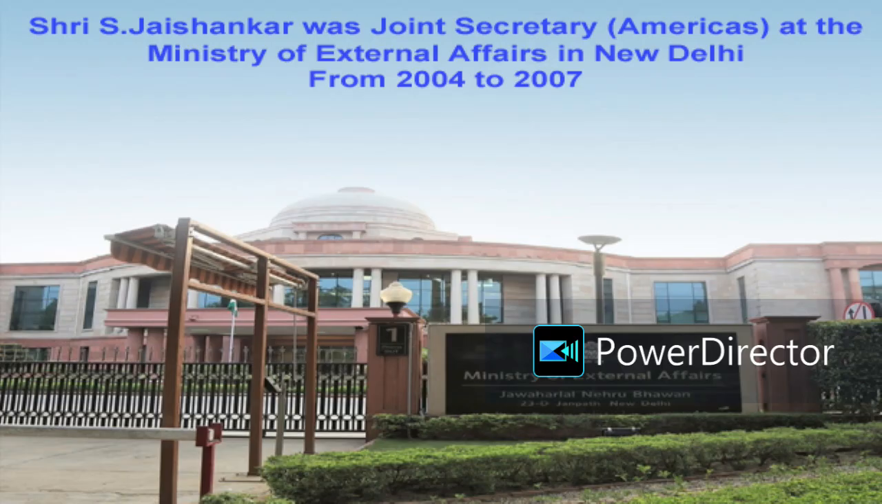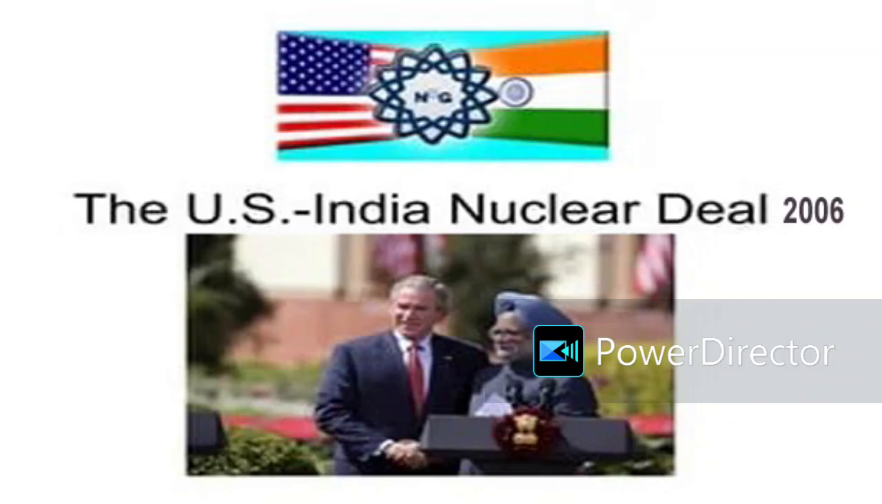From 2004 to 2007, Shri Jaishankar was Joint Secretary Americas at the Ministry of External Affairs in New Delhi. In this capacity, he was involved in negotiating the US-India civil nuclear agreement and improving defense cooperation, including during relief operations following the 2004 Indian Ocean tsunami.